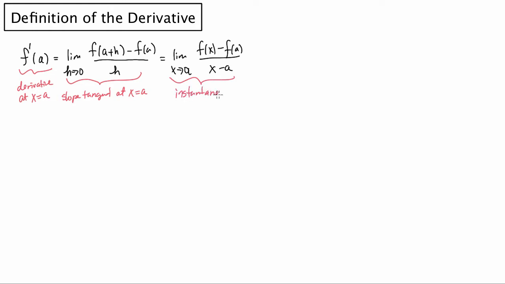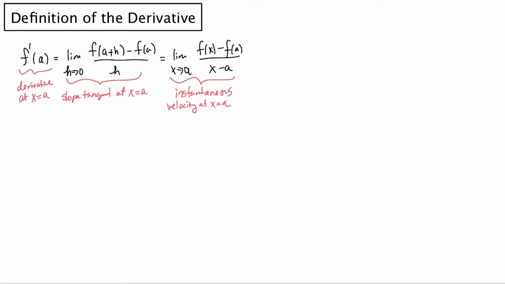instantaneous velocity at x equal to a. So the derivative wears a lot of hats. It means a lot of different things. Geometrically, it's the slope of the tangent line at x equal to a, but it's also the instantaneous velocity of a particle moving with position function f at the point x equal to a.